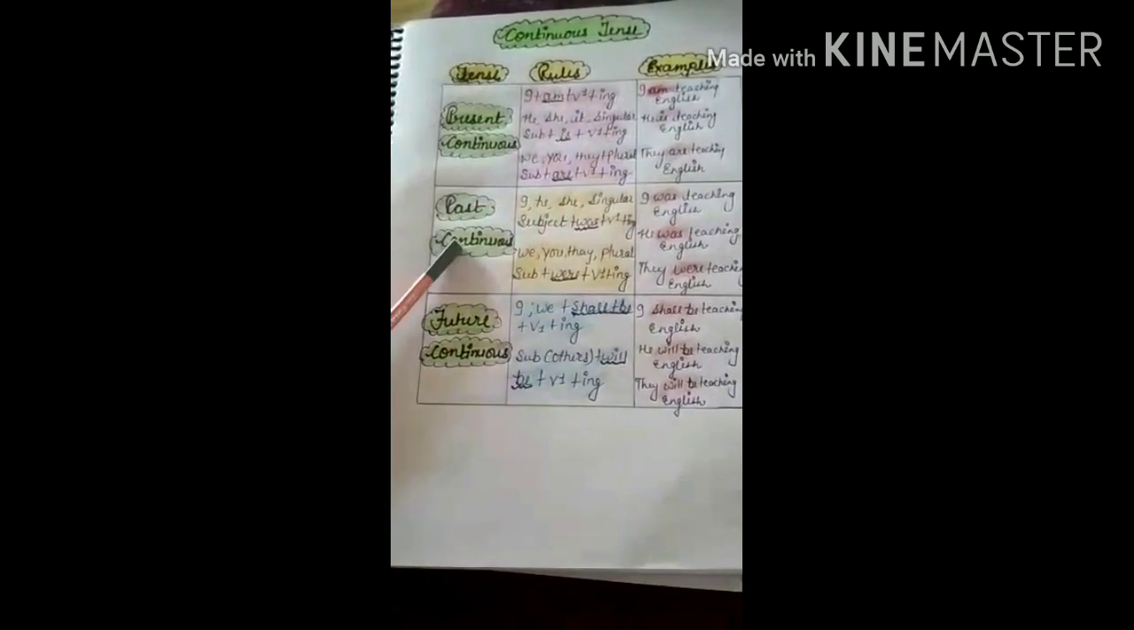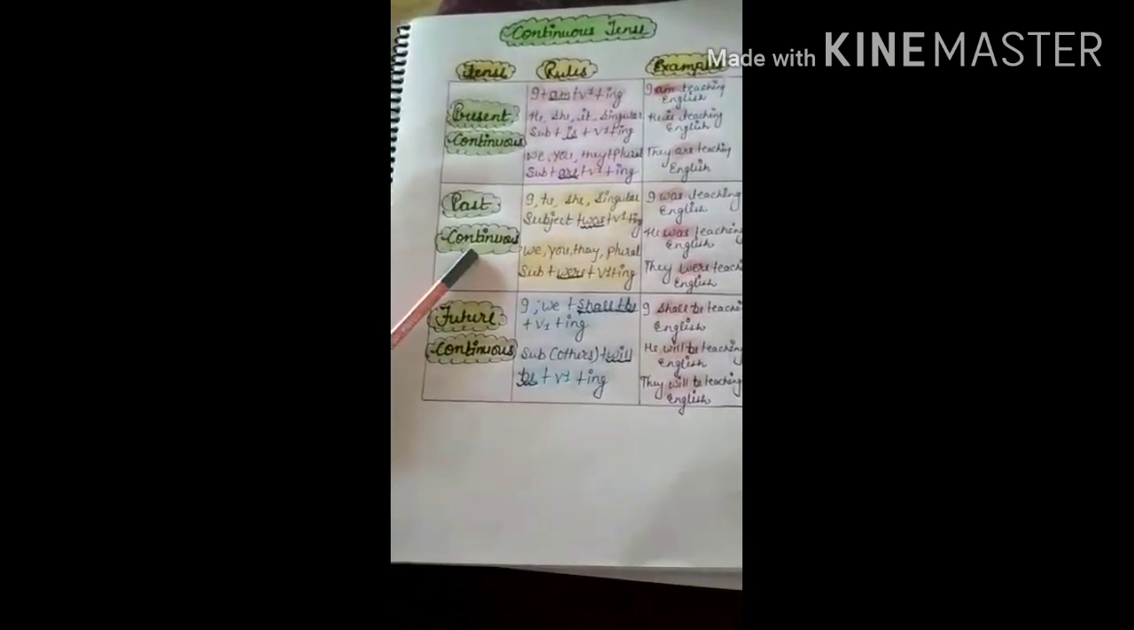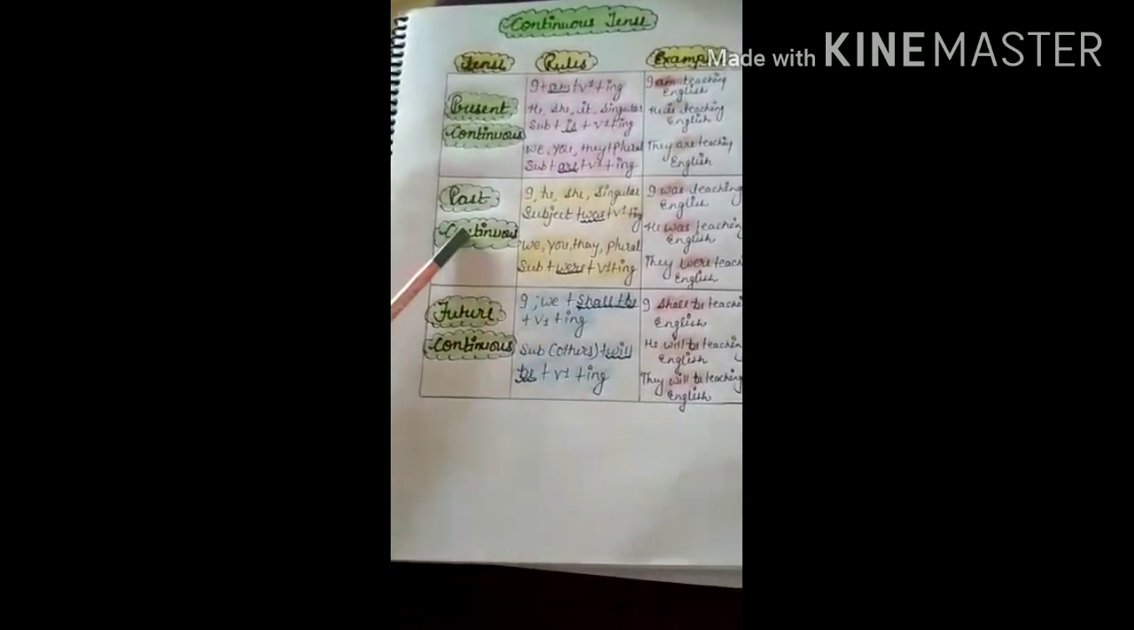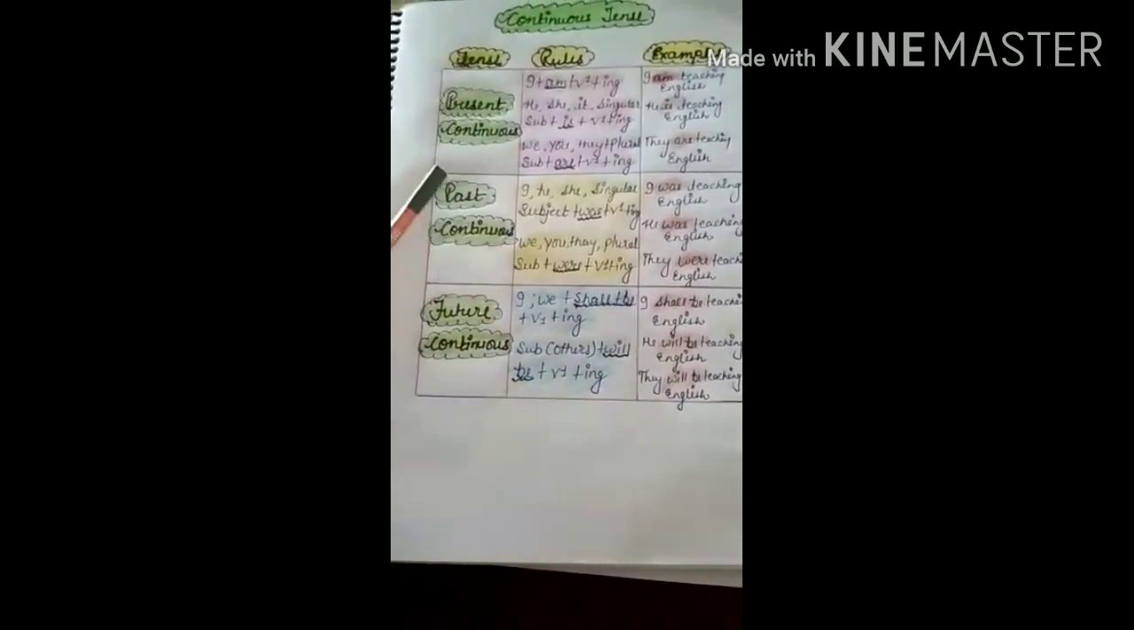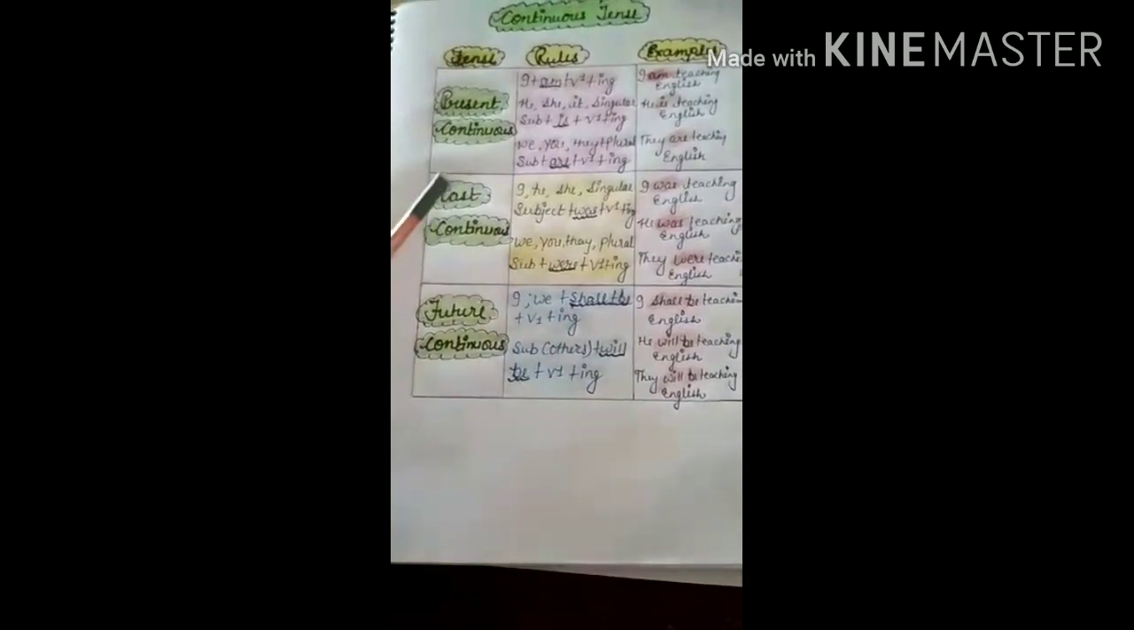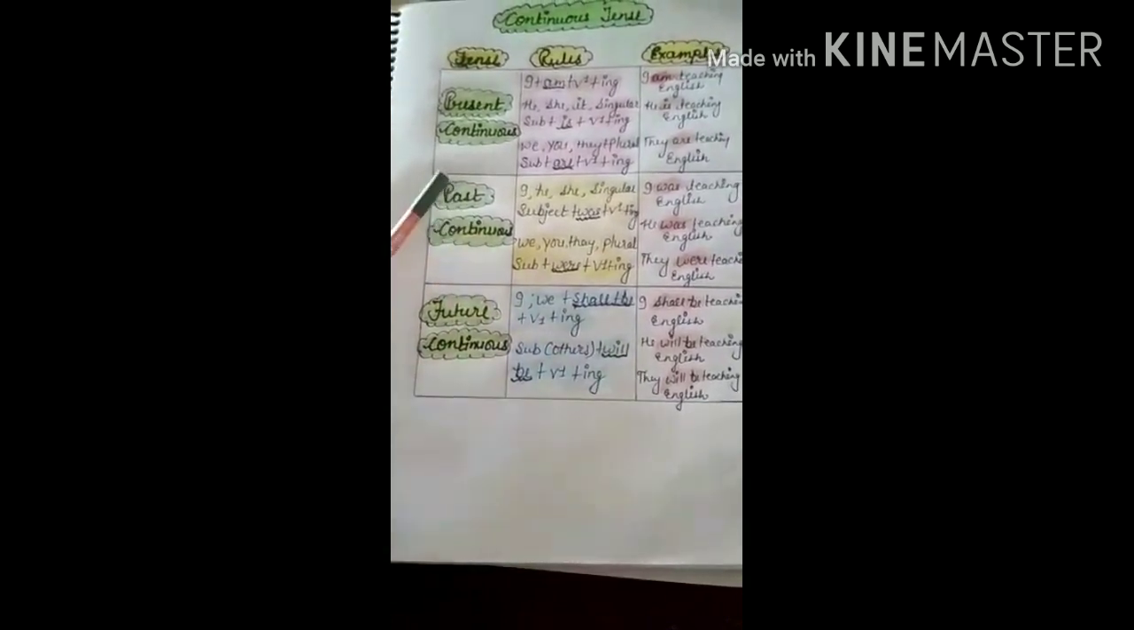Next one is past continuous tense. Students, past continuous tense refers to a continuing action that was happening at some point in the past.